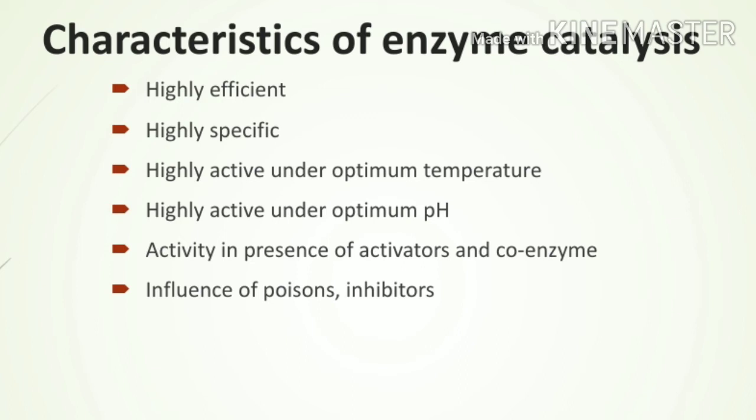The next point is that the enzyme is highly active under an optimum pH. What is an optimum pH? The pH at which the enzyme reaction is maximum is called the optimum pH. The optimum pH is usually found in the range of 5 to 7.